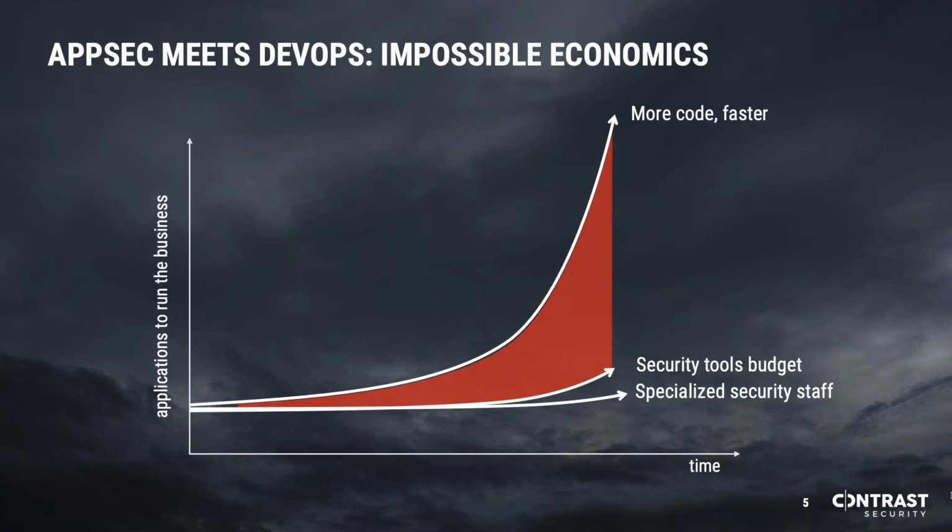So this situation leads to an impossible economic challenge. The needs of business today drive the need for more software faster, but you must protect the business. And there's no way that the budgets for security tools and specialized security staff are ever going to keep pace with the needs to develop and deploy more and more software. So you have this huge risk as the need to develop and deploy safe software far outpaces the budgets available for security tools and security staff.